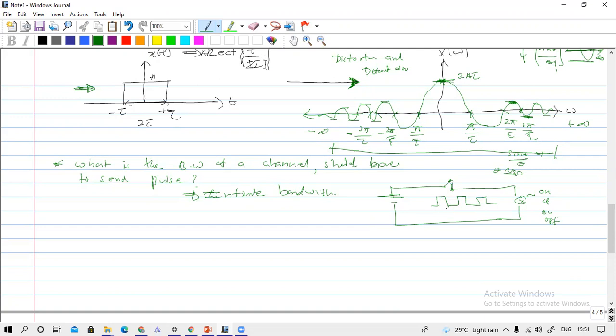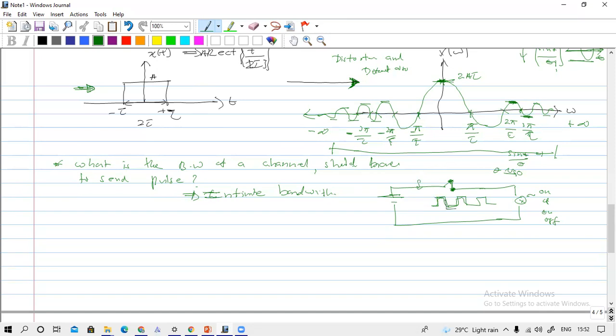Doesn't this come to your mind? This is the first thing that comes to our minds, no? Using a wire, we normally send a pulse. But this says that we can't send a pulse through a wire because the wire doesn't have infinite bandwidth, no?